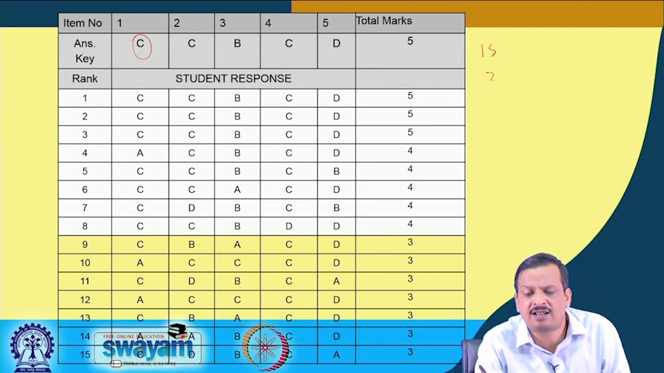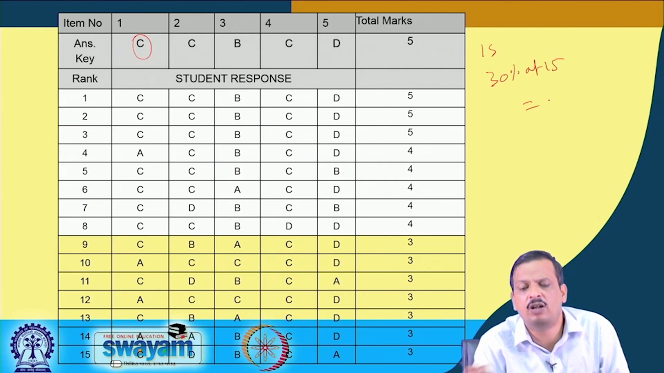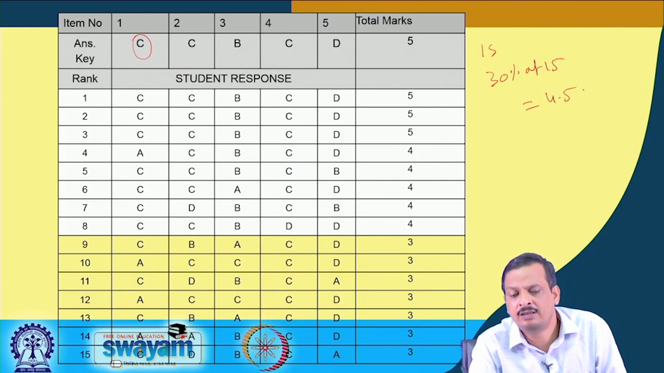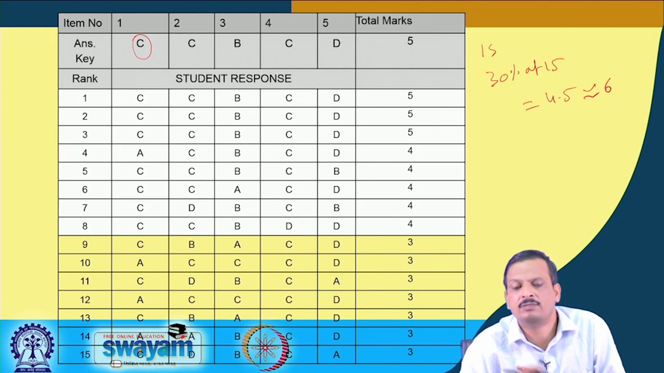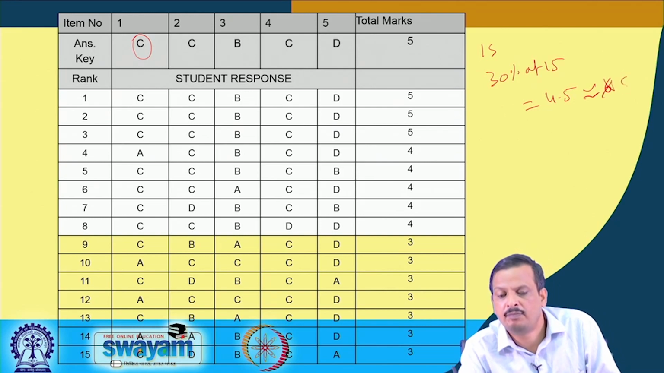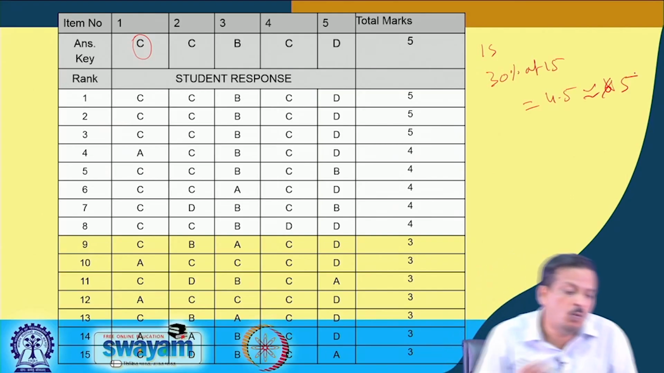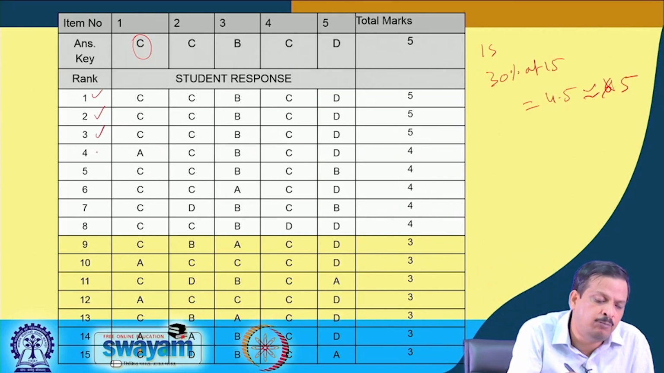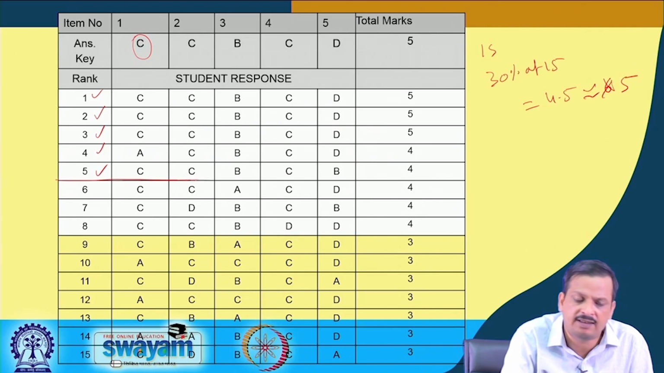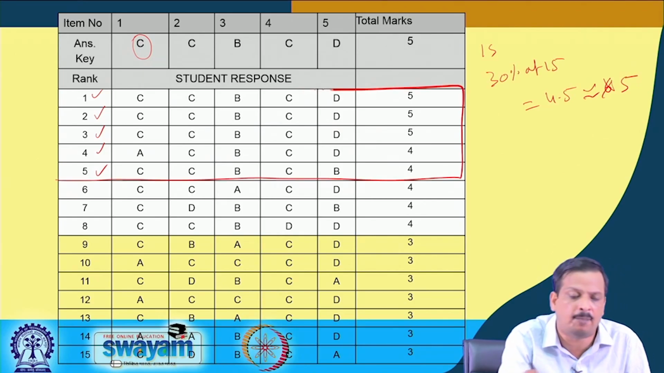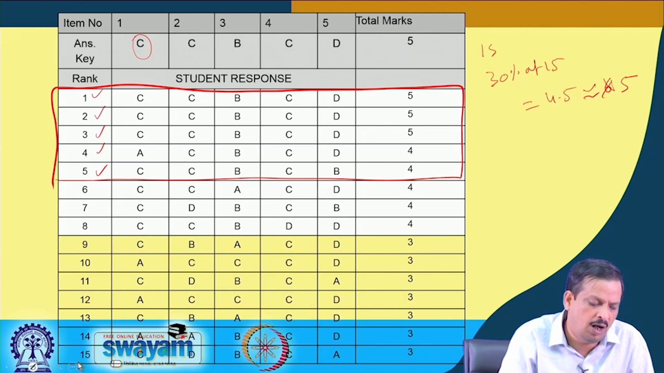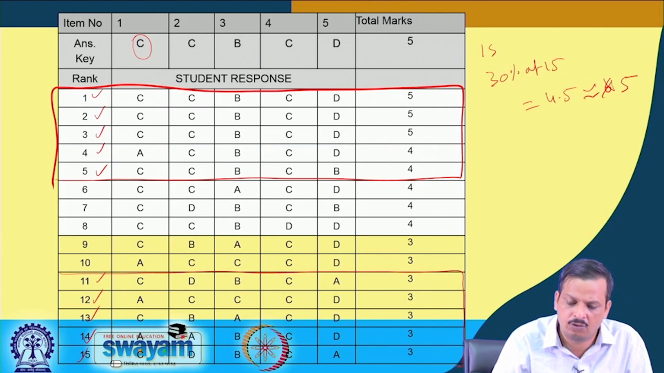So, 30% of 15 students is equal to 4.5. So, let us take 6 students, 5 students, sorry, 5 students. Okay. So, 1, 2, 3, 4, 5 consist of the upper group. 1, 2, 3, 4, 5 consist of the lower group.